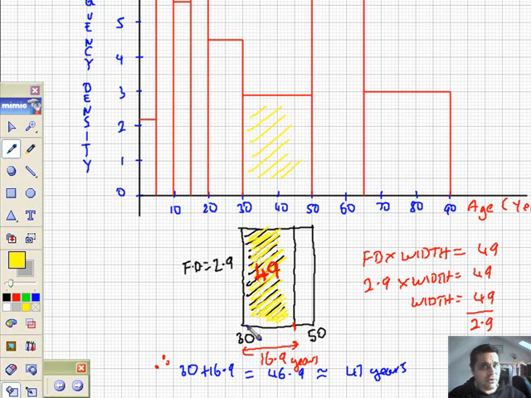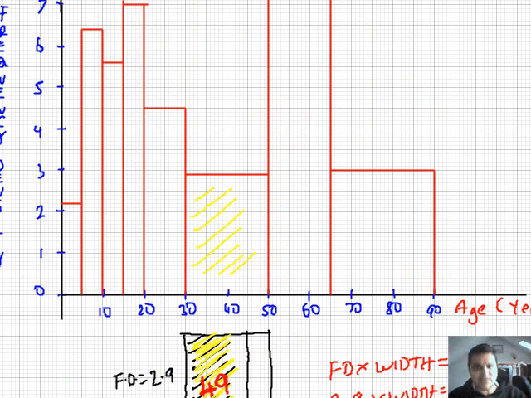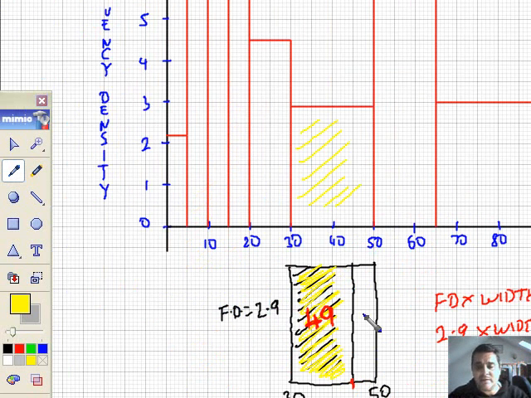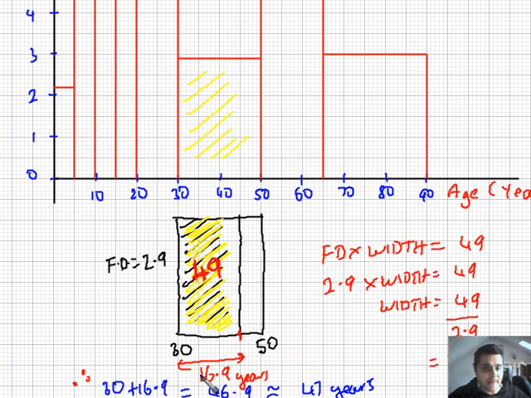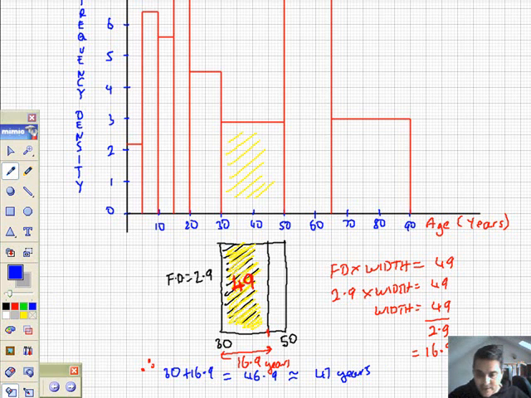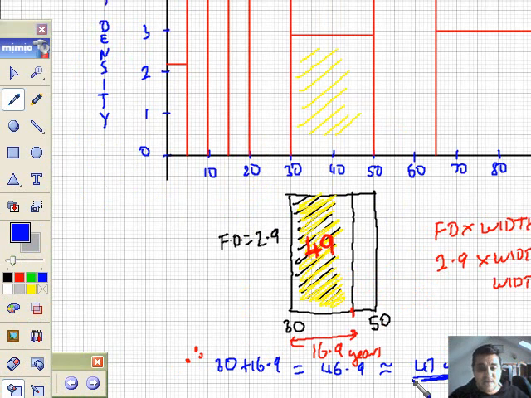I knew the height was going to be 2.9, the FD was going to be 2.9. I knew it would be so many years beyond the 30 years of age. I worked out that we had an overhang, so to speak, an overspill of 49 people into this particular grouping here, this particular class, and therefore the area was going to be 49. Working around with these figures, I found that the width to make an area of 49 must be 16.9 years. So let's just put the word years there, like that. So if it's 16.9 years beyond the 30 years, that comes to roughly 47 years. And I'm really happy with that.